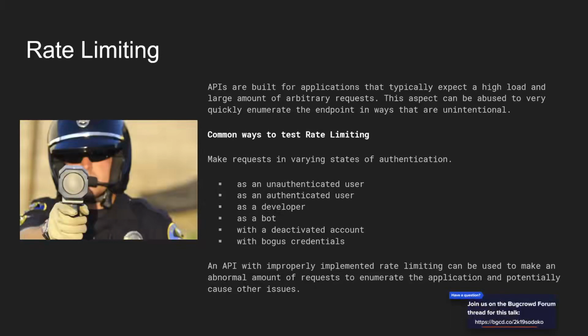But you can also try to make requests in varying states of authentication. Sometimes rate limiting bugs only happen, or you are only rate limited, if you are at a certain access level. So you can try as an unauthenticated user, authenticated as a developer, as a bot with a deactivated account or user, or with just bogus fake credentials in general. An API with improperly implemented rate limiting can be used to make an abnormal amount of requests and actually cause other issues like DOSing as well.